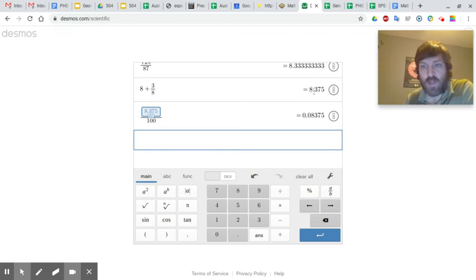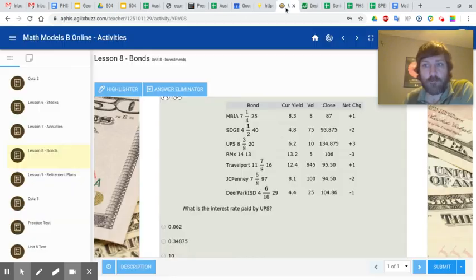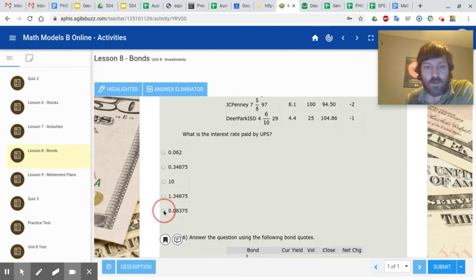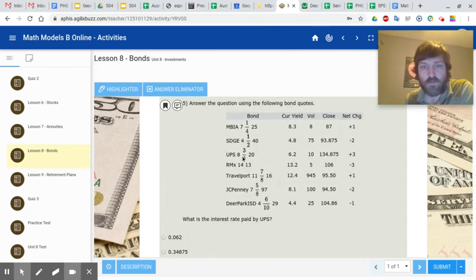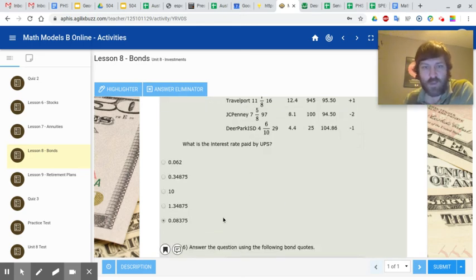Remember, we're just moving that decimal place 2 places so that it's in a decimal form. So 0.08375. And so we look down and that's our answer right here. So just remember that on all of the interest rates, you're moving the decimal place 2 places to convert it into a decimal when you ask for the interest rate paid.